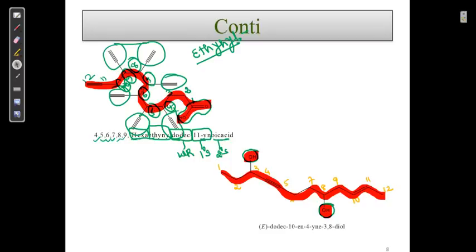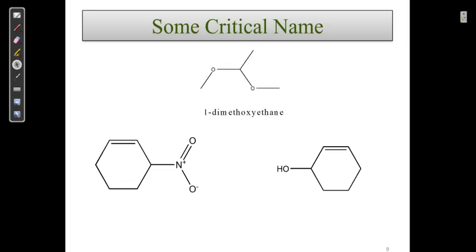So very simple. Dodec, this is the word root. Then yne, this one, 4-yne, this one, and 3,8-diol. Now the confusion is that we have given priority to both, as they are the same functional group, so we have to keep them in the same set, that is secondary prefix. Go ahead. This is a very important name. These are the corporators, these are also corporators. Give the priority 1, 2.